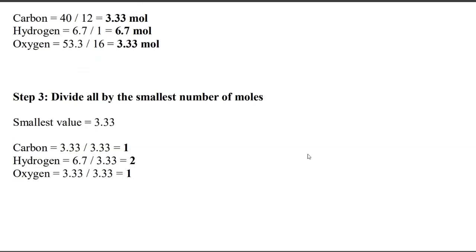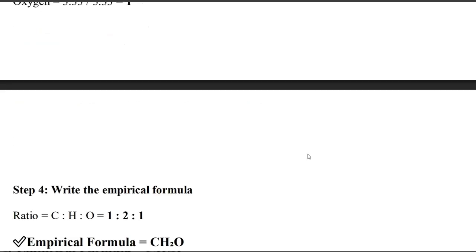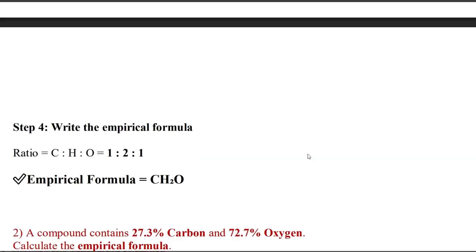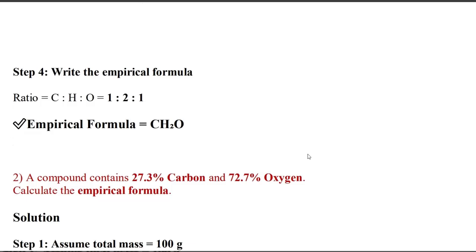So write the smallest whole number ratio as I have given here. Write the empirical formula as a ratio, that is C to H to O as 1 to 2 to 1. So the empirical formula will be CH2O. Write every step clearly. Do not skip any calculations. The final formula should be written neatly and boxed. This empirical formula CH2O you have to box. You have to draw a box and write neatly.